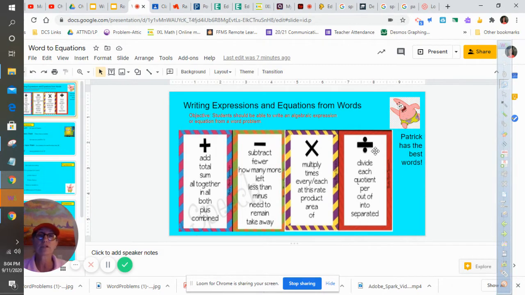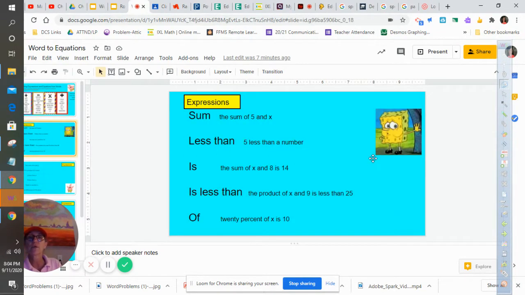And Patrick Star here is going to help us learn about it because you know what? Patrick has the best words, right? Okay. So here we go.